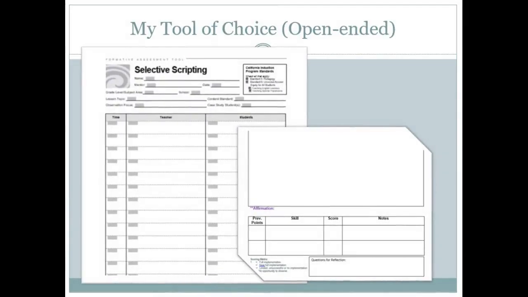My tool of choice that I typically use when I observe teachers is an open-ended tool called selective scripting, where you write down the time, what the teacher's doing, what the student's doing: time, teacher, student. This is great because it shows the elapse of time, so how long it takes them to transition to and from things, because I'm very concerned with time management and how time is being used effectively, because there really is no time to waste. So I like to see exactly what's happening at what time and how long things are taking, what the teacher is doing versus how much of the work the students are doing.